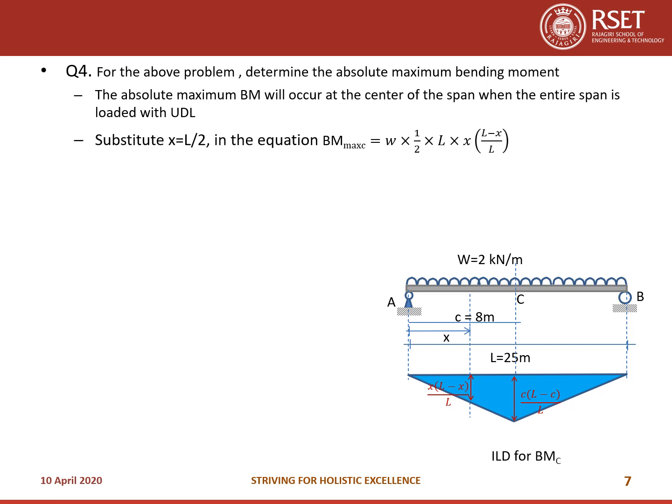Substitute x is equal to L by 2 in the equation for maximum bending moment. So instead of C into L minus C by L, it is actually x into L minus x by L, and put x is equal to L by 2 in this equation. You will be getting it as WL squared by 8, and that value is 156.25 kilonewton meters.